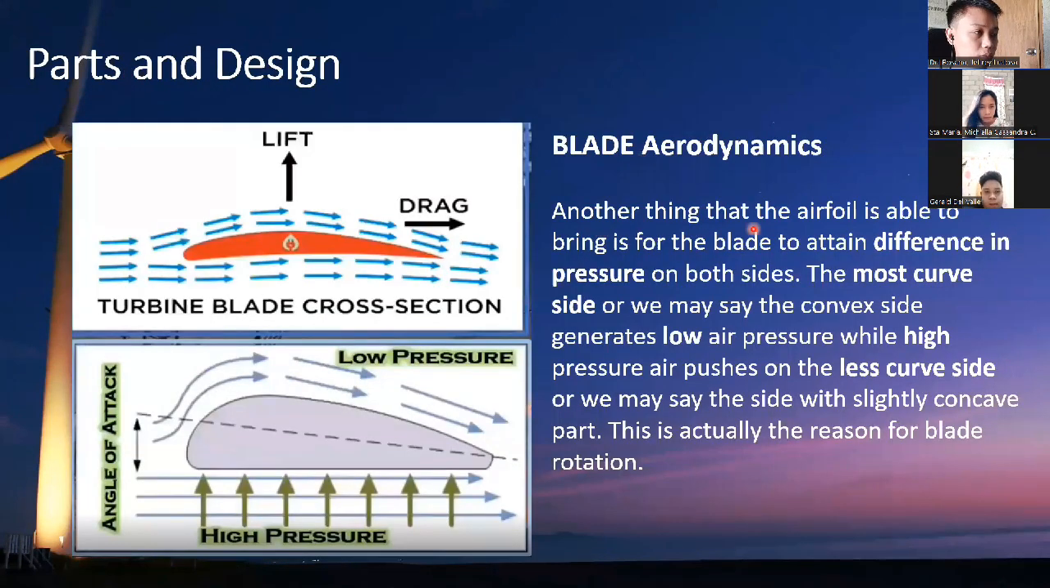Another thing that the airfoil is able to bring is for the blade to attain a difference in pressure on both sides. The most curved side, or we may say the convex side, generates low air pressure while high pressure air pushes on the less curved side, or we may say the side with a slightly concave part. This is actually the reason for the blade rotation. Ayan.